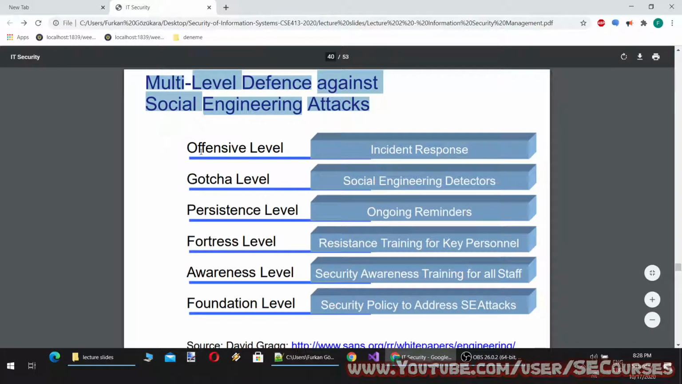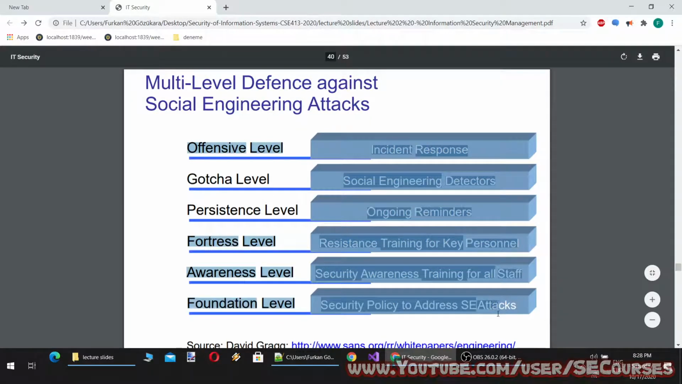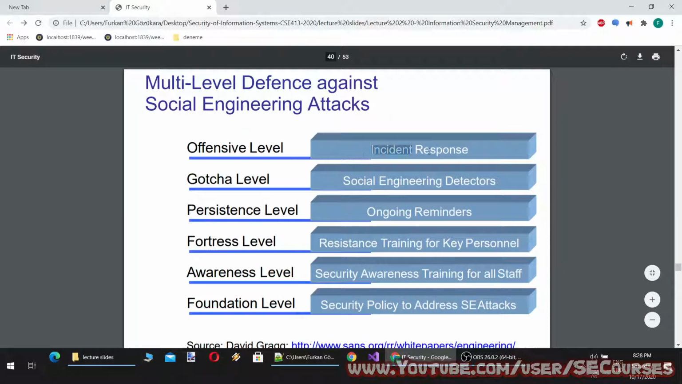Multi-level defense against social engineering attacks. So how can we defend? Offensive level: incident response. Gotcha level: social engineering detectors. Persistence level: ongoing reminders. Fortress level: resistance training for key personnel. Awareness level: security awareness training for all staff. Foundation level: security policy to address social engineering attacks.